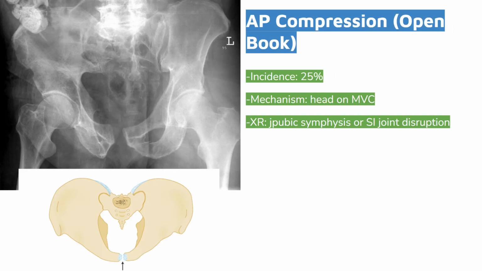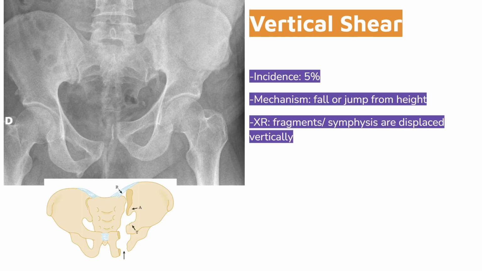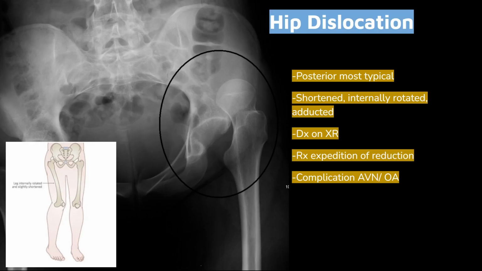AP compression is about a quarter, so less common. Typically a head-on MVC, and you're looking for disruption of the pubic symphysis and or the SI joint, both of which are seen on this x-ray. And then finally, vertical shear, much less common just because people don't typically fall or jump from height as much as they experience a car accident. This is the most catastrophic, of course. Fragments and symphysis are displaced vertically and associated with more neurovascular injuries.